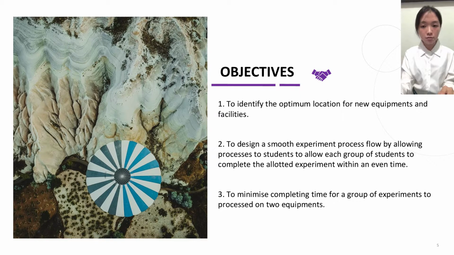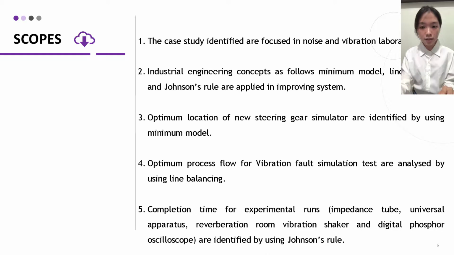So the objective of this group project is to identify the optimal location for new equipment and facilities, and to design a smooth experiment process flow by allowing each group of students to complete the allotted experiment within the event time, and to minimize the completion time for a group of experiments to process on 2 or more equipment. The scope of this project is the case study focused on the noise and vibration laboratory, and the industrial engineering concepts are as follows.